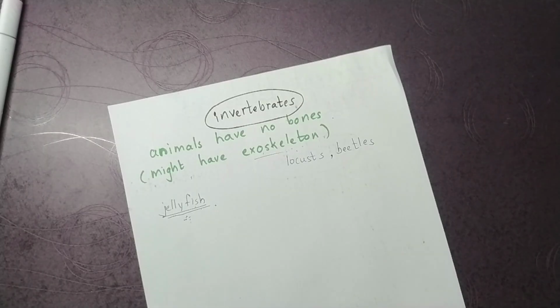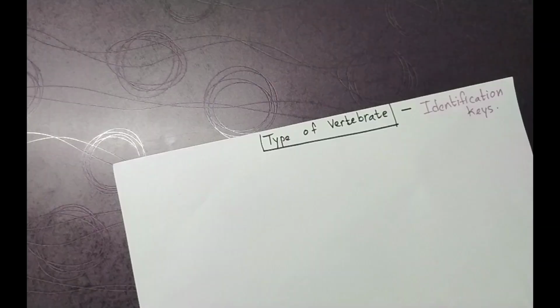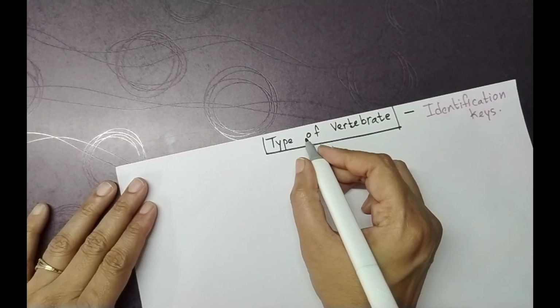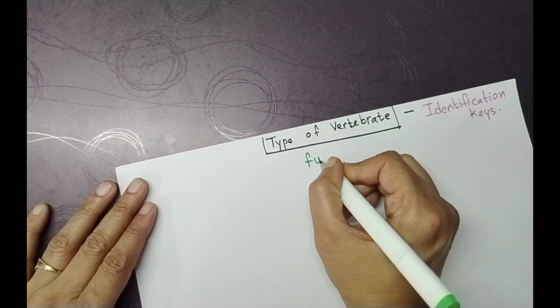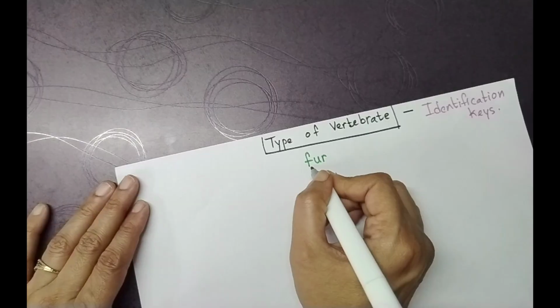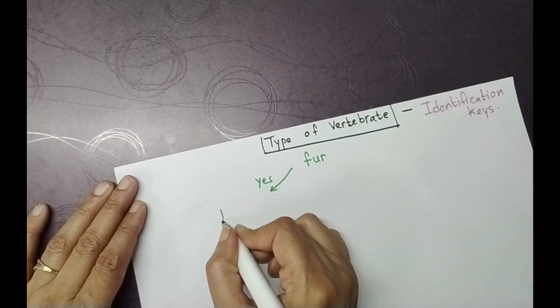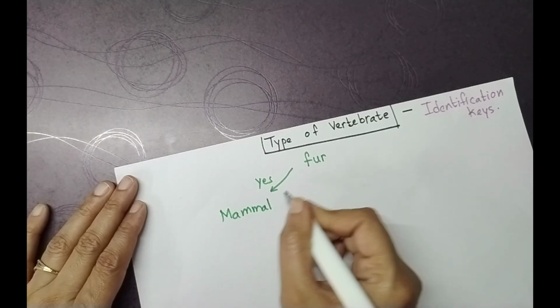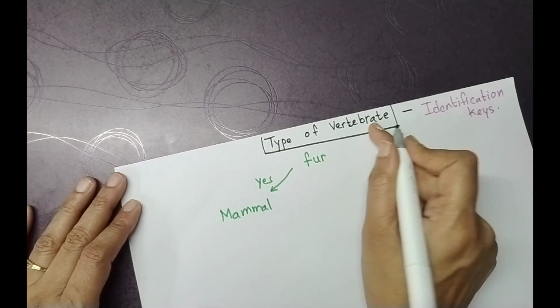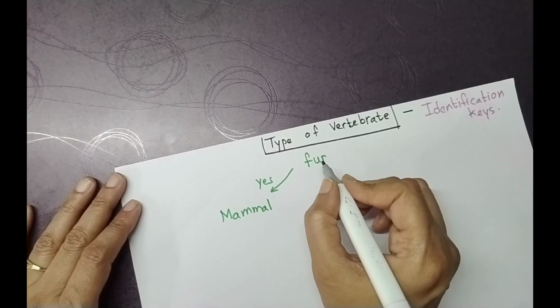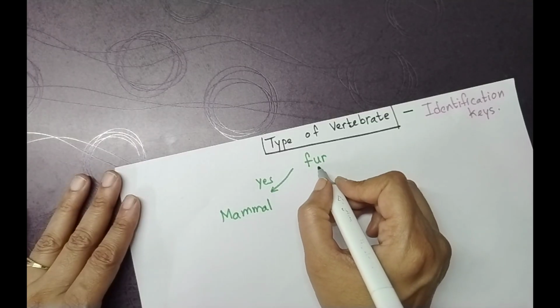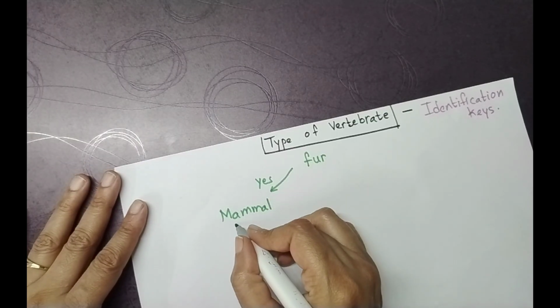Now the next topic is the identification keys. In that we will make a chart together. We will see whether the animal has fur or not. Okay, if the animal has fur, if it is yes, then it is a mammal. Okay, this is the way you will identify which kind of vertebrate it is. First criteria: just see whether it has fur or hair on its skin. If yes, then of course it is a mammal.